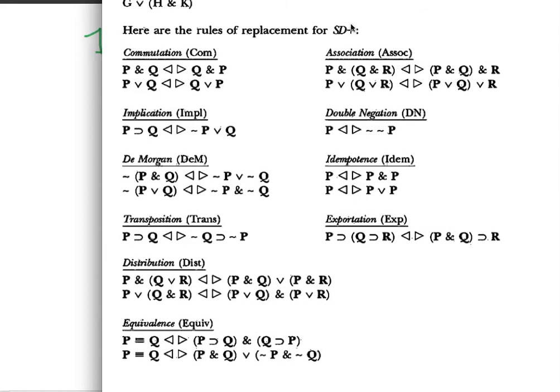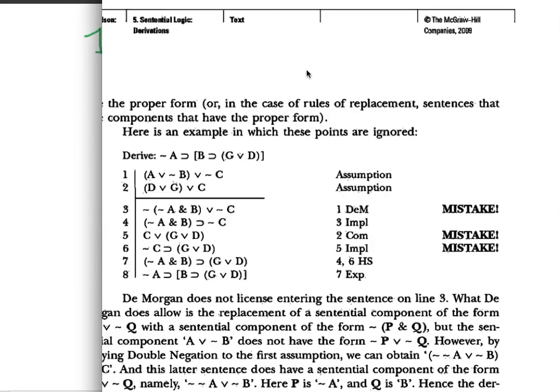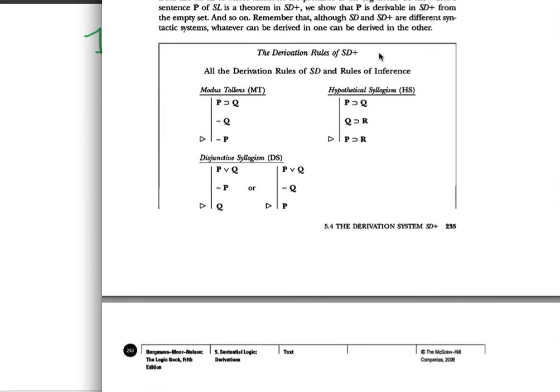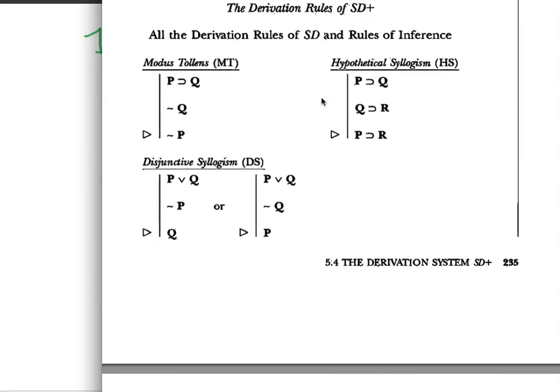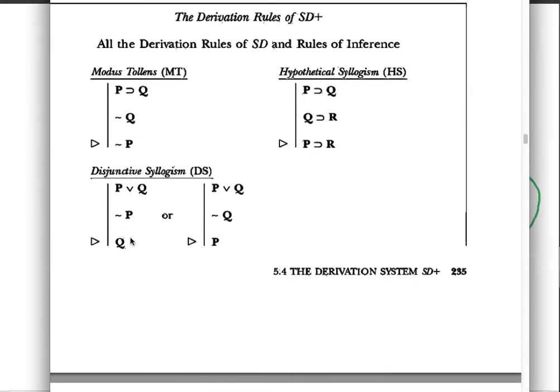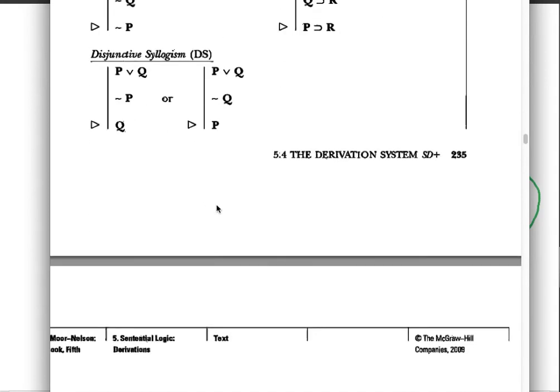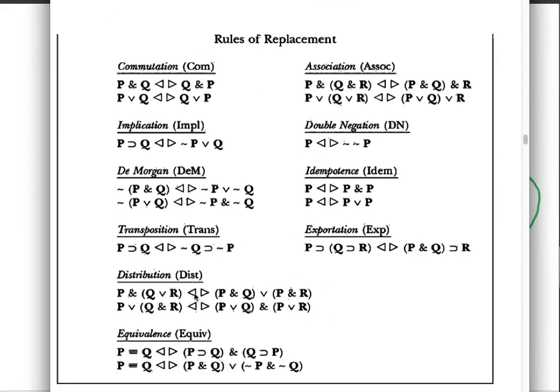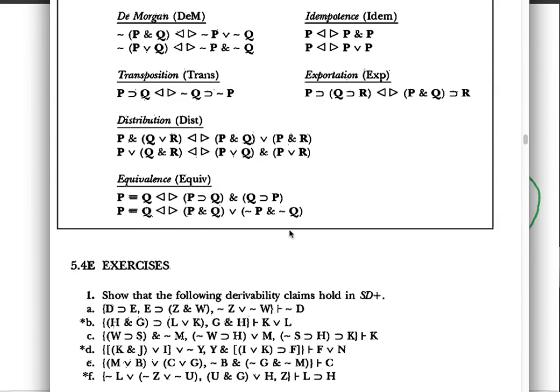So our new system SD+ consists of two things. One was the rules of inference. Let me make that bigger. We have our rules of inference as an addition to SD. So we had modus tollens, hypothetical syllogism, and disjunctive syllogism. And then we also have our rules of replacement, which we just went over, and we just did equivalence.